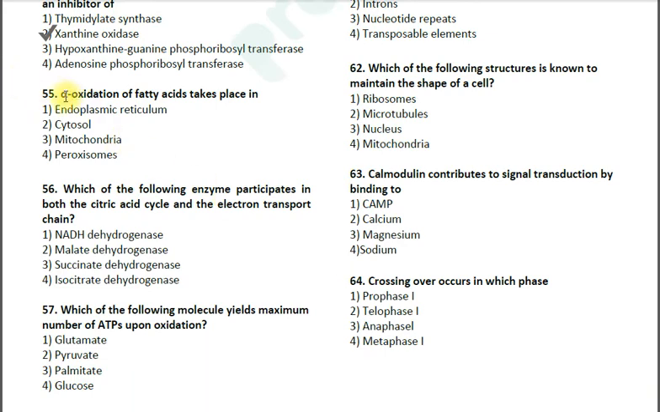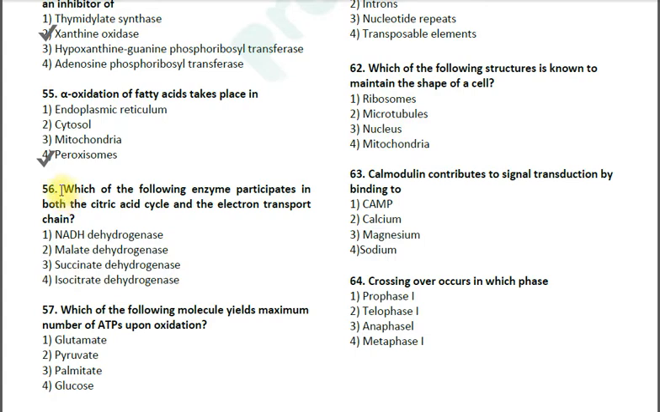Question number 55. Alpha oxidation of fatty acids takes place in, options are 1. Endoplasmic reticulum, 2. Cytosol, 3. Mitochondria, 4. Peroxisomes. The correct answer is option number 4, which is peroxisomes.